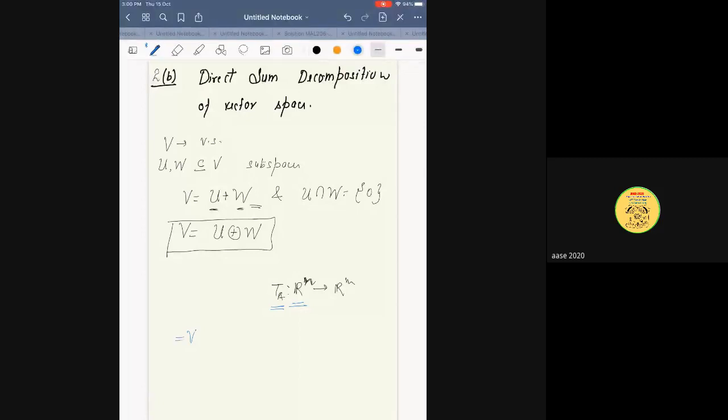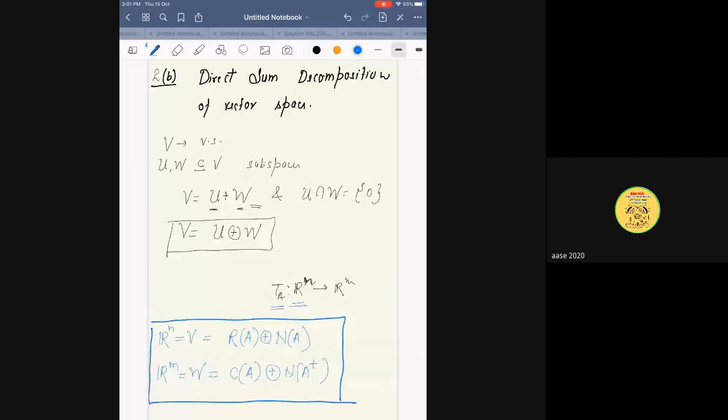if we say R^n is V, then row space plus null space. The row space is a subspace of R^n, and the null space of A is a subspace of R^n. And this R^n, if we say W, then it is the column space of A plus the null space of A. So we use this direct sum in the proof of singular value decomposition.